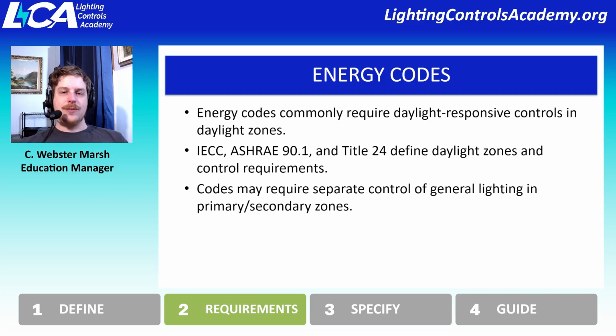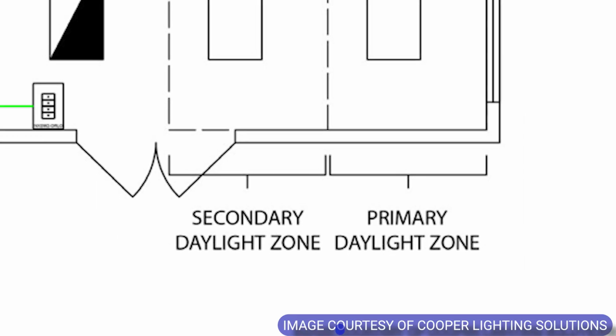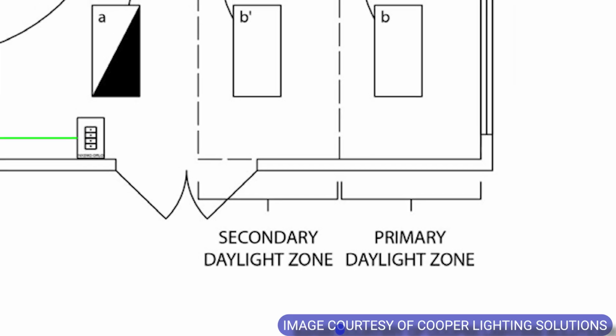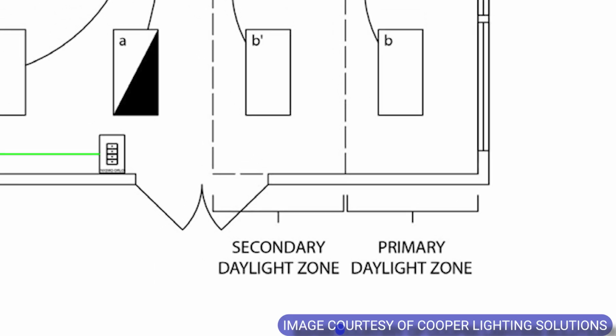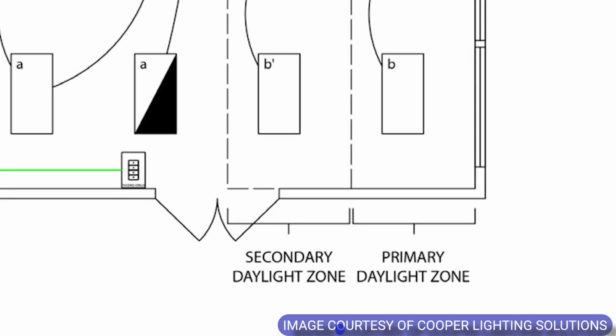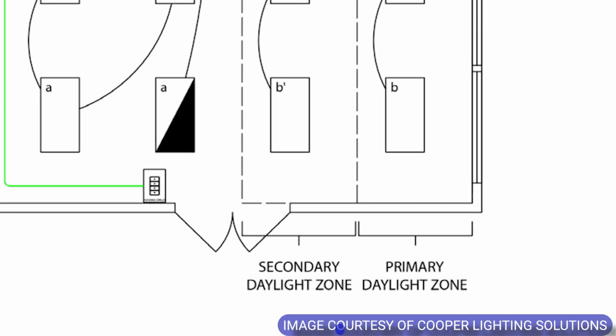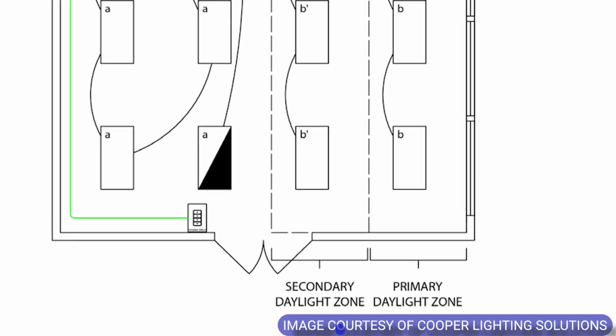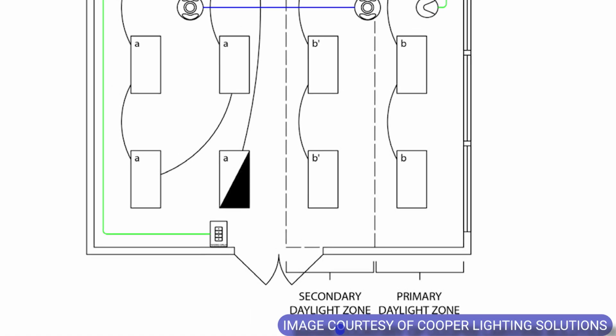Now, there's a lot of variance between the different codes and the different years that they've come out in the terminology that they refer to, but the most common terminology that you'll see is basically primary and secondary zones. When you see these terms, you're talking about breaking up the fixture controls throughout the project. General lighting tends not to be part of the daylight zone. It tends to be part of the regular lighting that has no impact on the daylight responsive controls.